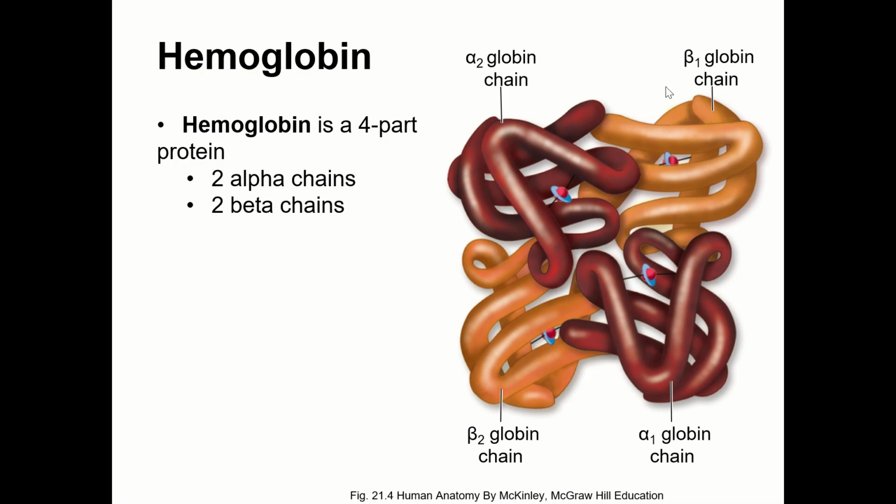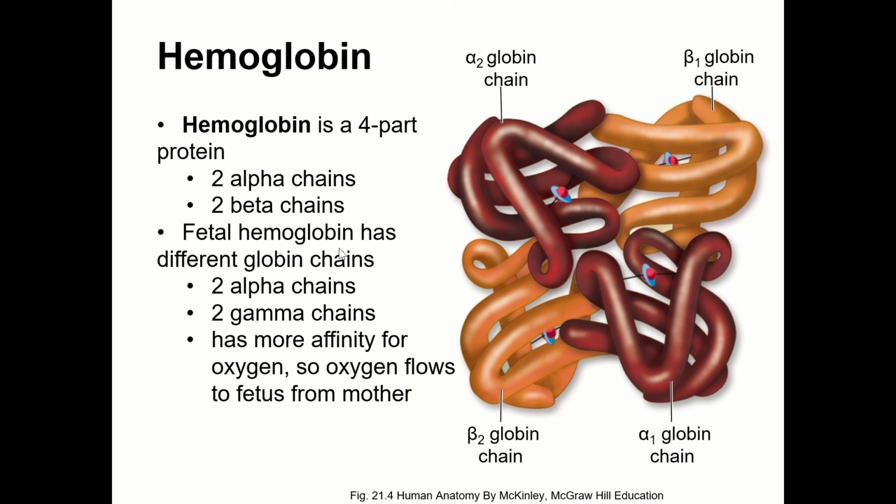Now, hemoglobin itself is a 4-part molecule. It is a protein made up of 4 protein subunits, and we call these globin chains. In the adult, there are 2 alpha globin chains and 2 beta globin chains, and they're slightly different, not in a way that we're going to worry about in this class. You'll learn more about that in physiology.